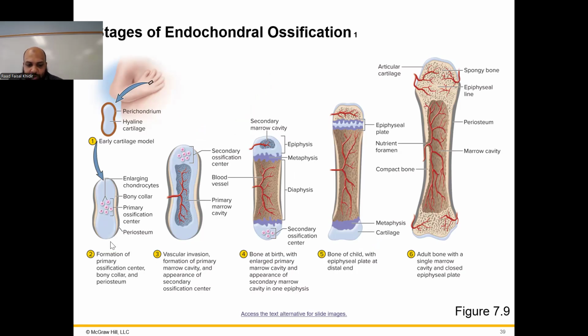See, there's the formation of the primary ossification center with a bony collar and periosteum. Then there is a vascular invasion with formation of the primary marrow cavity and appearance of the secondary ossification center. Then the bone at birth with an enlarged primary marrow cavity and the appearance of a secondary marrow cavity. Then the bone of the child with the epiphyseal plate at one distal end. You see the epiphyseal plate. And finally, the adult bone with a single marrow cavity, no secondary centers, and a closed epiphyseal plate.